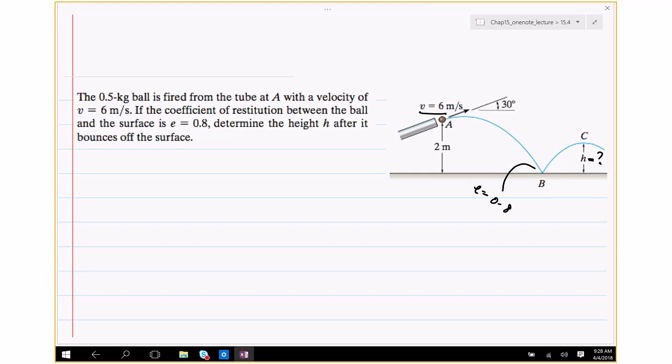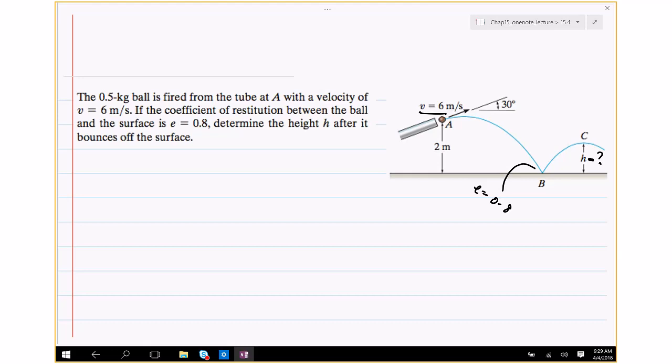Okay, so let's think of it backwards. If you want to find the height h, then we want to know the velocity with which it is going off. If we can find the vertical velocity, then we can use the formula v squared equals v0 squared plus 2ah, where the final velocity is 0. We could use that. So we need to find the velocity over here.